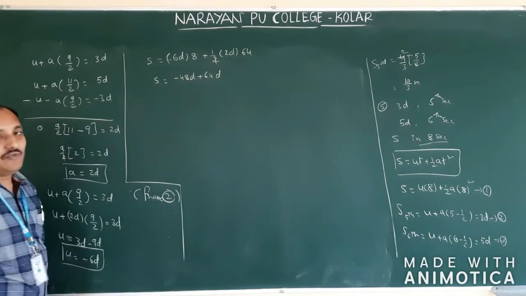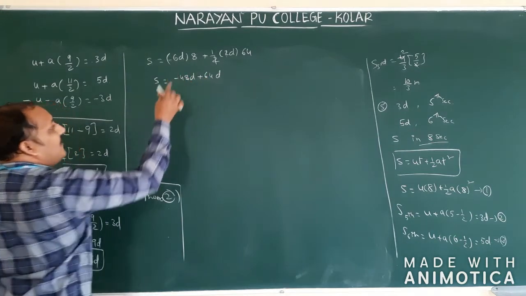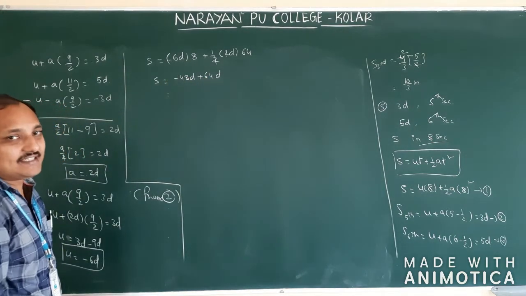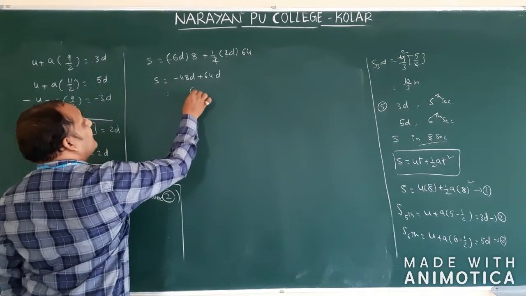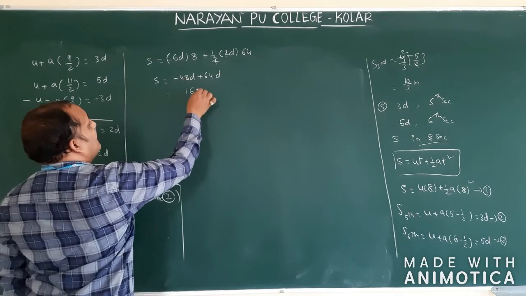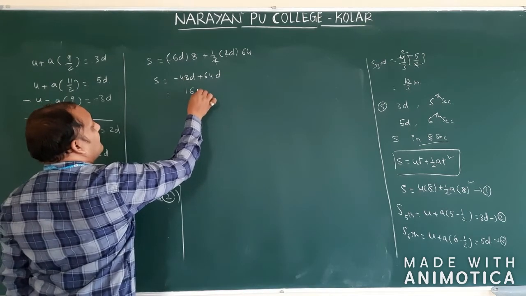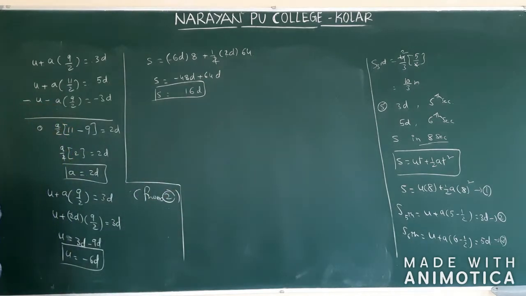64 minus 48, how much will we get? 14 minus 8 is 6, and 5 minus 4 is 1, isn't it? Plus or minus? Plus 1. So s is equal to 16d. That is the fourth option.